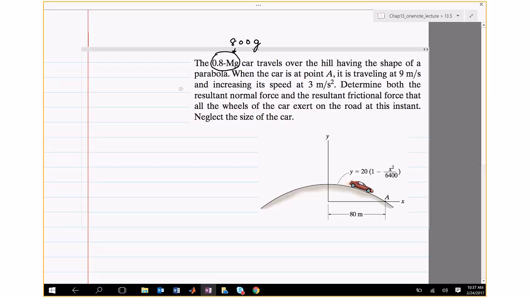Okay, so 0.8 Mg car. I just don't understand the notation of the book, but when it says 0.8 Mg, that Mg means it's 800 times g. So Mg implies 1000. I don't know where they got that, but that's what it is. So an 800 g car travels over a hill having the shape of a parabola, and this is the equation of the parabola. When the car is at point A, this point, it is traveling at 9 meters per second.